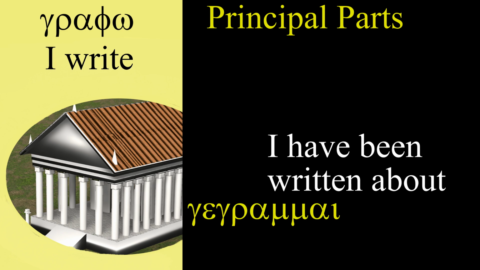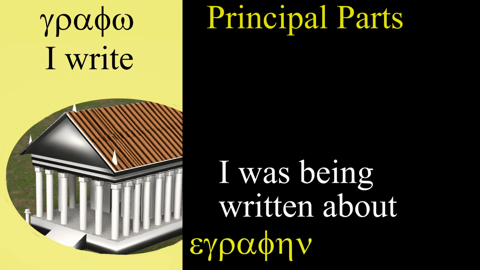The fifth principal part is the perfect passive tense. The perfect part adds have to the verb phrase, and the passive part turns the verb back onto the subject. So, grame is I have been written about. The sixth principal part is the aorist passive tense. So it is aorist past tense and also passive. Graphin is I was being written about.